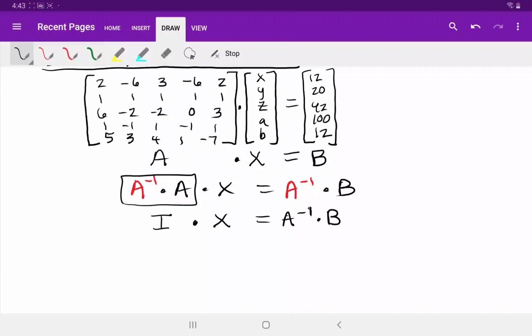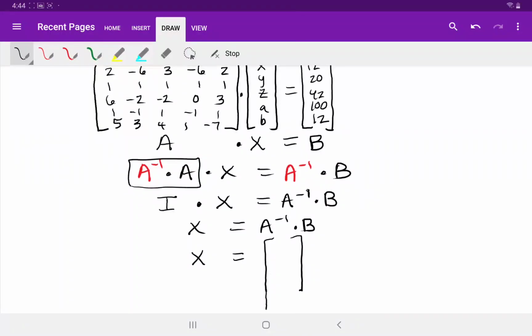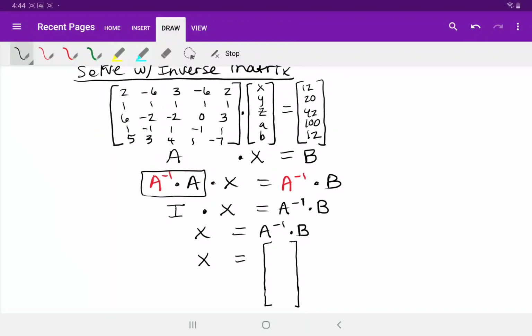Then 1, I, which is the identity, times x is x, A inverse B. Now I have to go back, and then I'm going to actually use the matrices. I'm going to find out what A inverse B is. Now I know what the size of that answer is, but that's just because I know there's supposed to be 5 answers. But otherwise you might not know this, and you would just type it in.